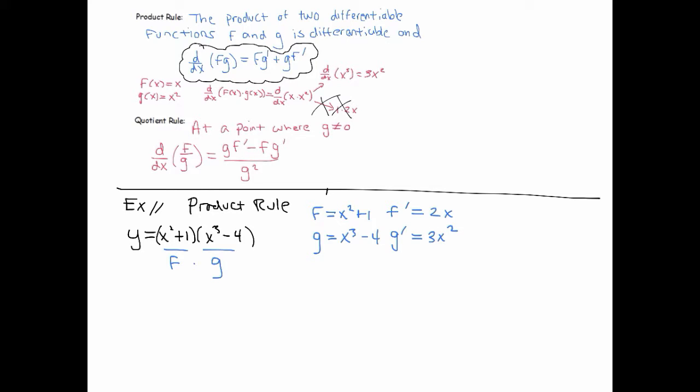So that means if I apply the product rule over here, y prime equals, I'm just going to copy that product rule down, f g prime plus g f prime, and now we just substitute. f is x squared plus 1, g prime is 3x squared, plus g, which is x cubed minus 4, and f prime, which is 2x. And so there is the actual derivative of that product.